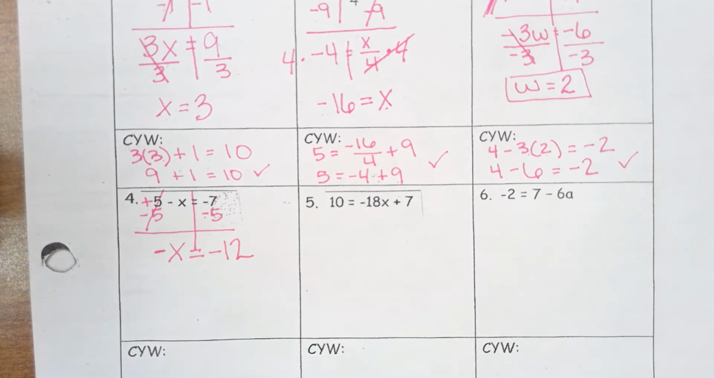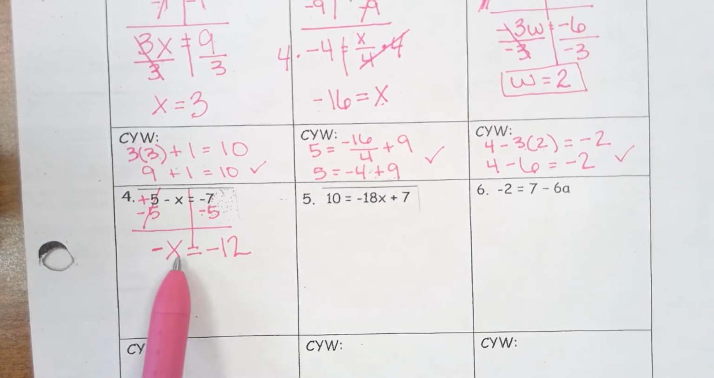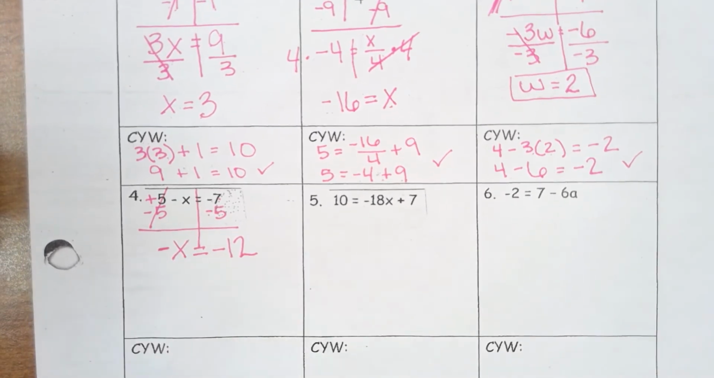Now, a lot of students see this and they're like, oh, we got x equals, okay, and they want to stop. However, this does not say x equals. This says negative x equals. So we need to get rid of that negative sign. And here's how we're going to do it, okay?